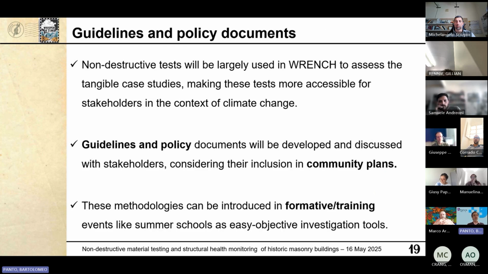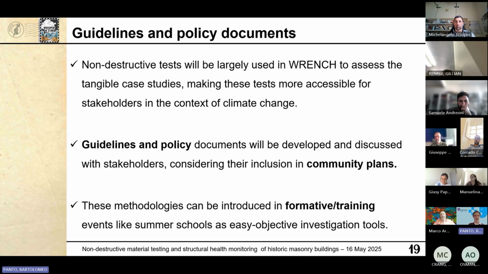All the results of this analysis, which we want to explore as much as possible until the end of the project, may be the object of specific guidelines that we can discuss with the stakeholders, and potentially also include them, or part of them, as a suggestion for community plans or other documents like this. We can also include them in training events.